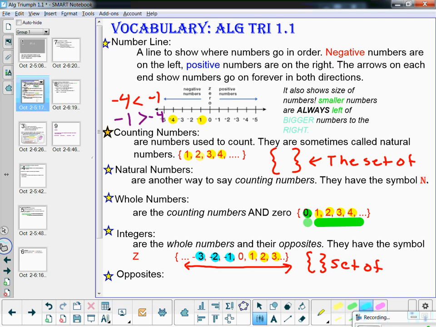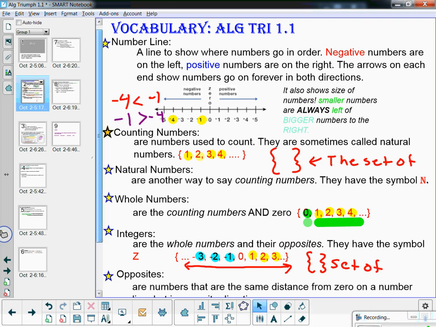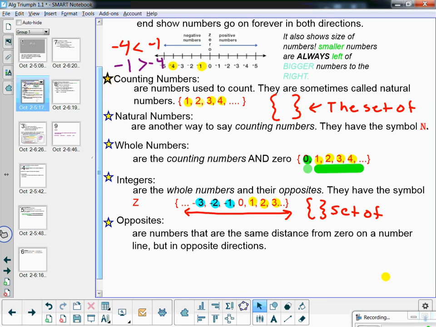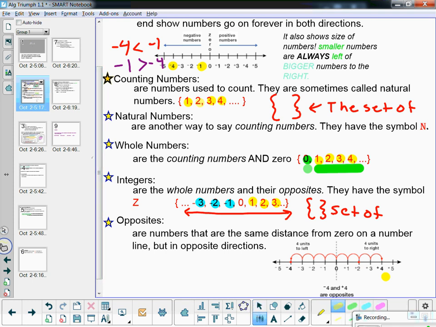Our last term is opposites. Opposites are numbers that are the same distance from 0 on a number line, but in opposite directions. Let's look at +4 and -4. +4 is 4 units to the right of 0. -4 is 4 units to the left. They are both 4 units from 0. They are opposites.